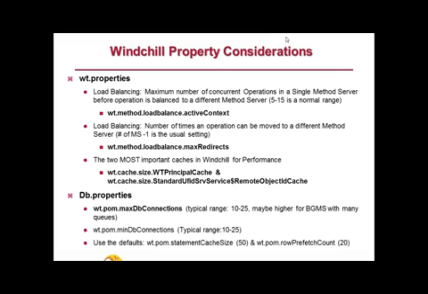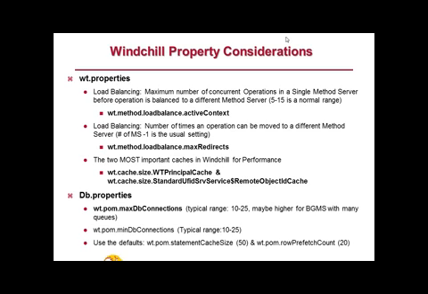Some of the other properties which you could consider setting is load balance. This property determines the number of operations which a single method server could perform before it's balanced to a second method server. You should always have this value set between 5 and 15. The second property is load balance redirect. That is the number of times one request will be redirected from one method server to another method server. The recommended value for this property is 1 less than the number of method servers.